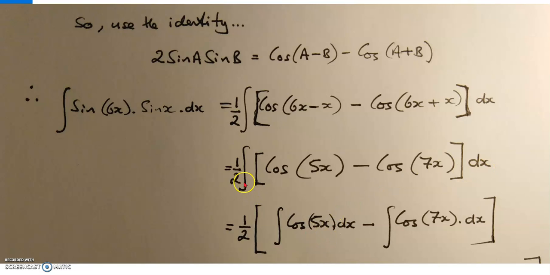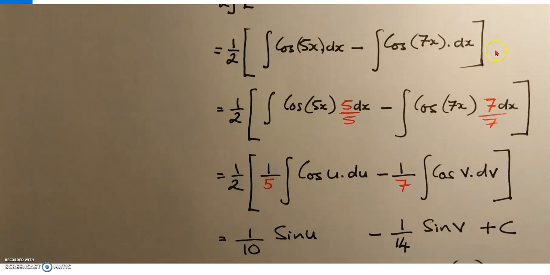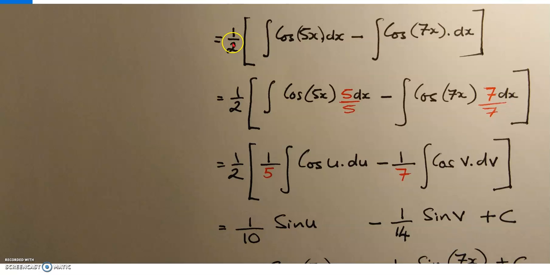So we can now bring this integral sign in and do the two separate integrations. You'll notice I've used these square brackets because you must not forget that this half is multiplying all of this inside here. So whatever you get for this integration, whatever you get for that integration, it's all going to be multiplied by that half outside the square brackets.